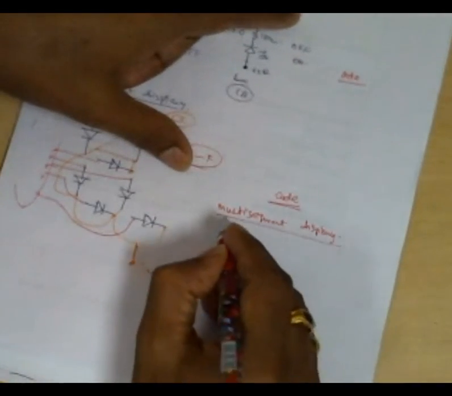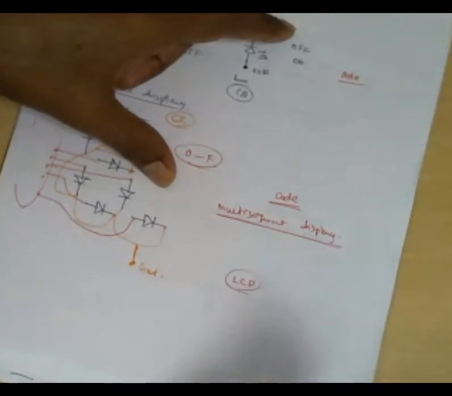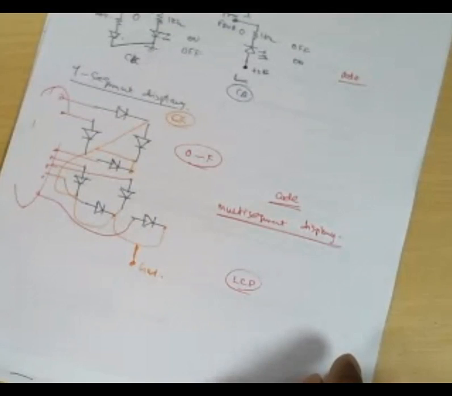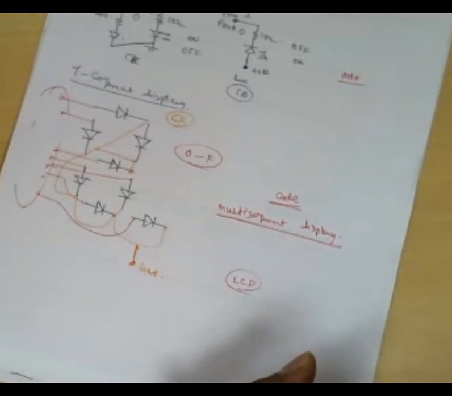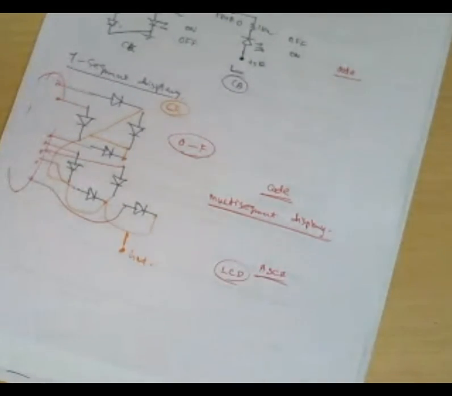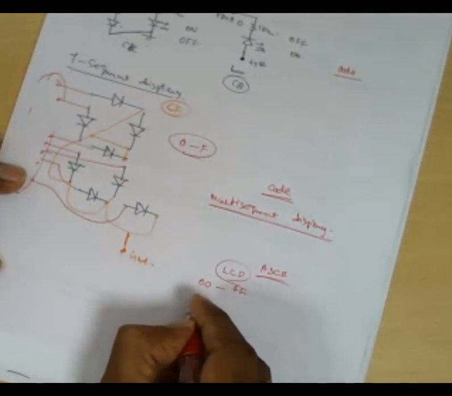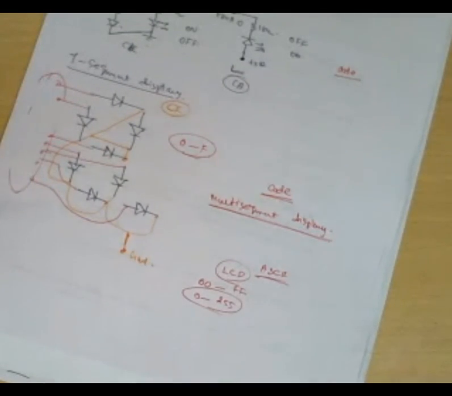Then the next one is called the LCD, liquid crystal display. With a liquid crystal display you can show everything at improved resolution. You can show characters, images, ASCII characters. You can show the plus symbol, the minus symbol. All ASCII characters can be displayed here, 0 to FF, that means 0 to 255. You can display all these ASCII characters in the LCD display.